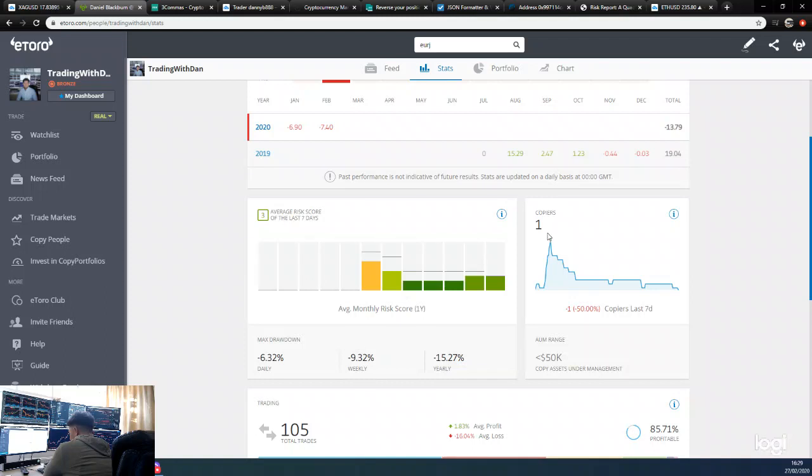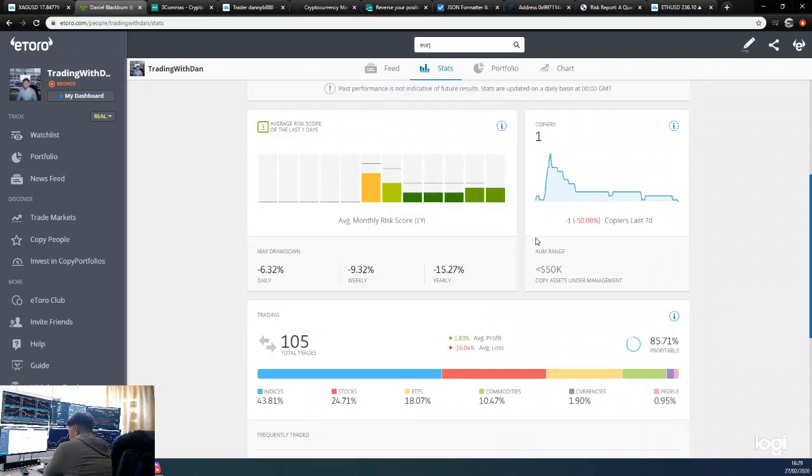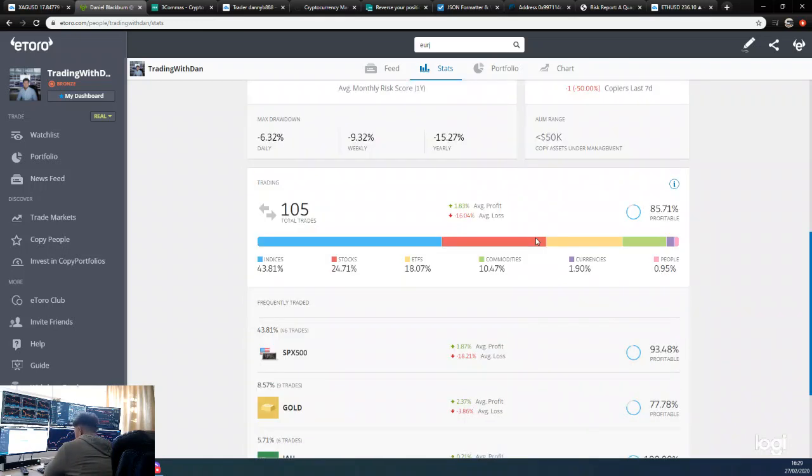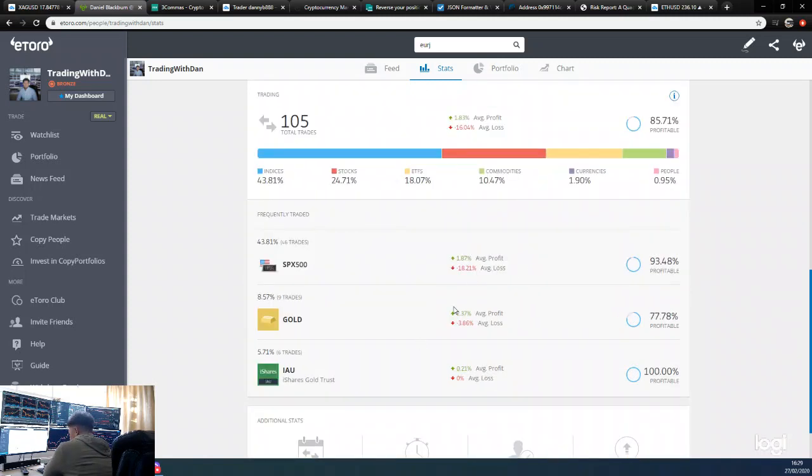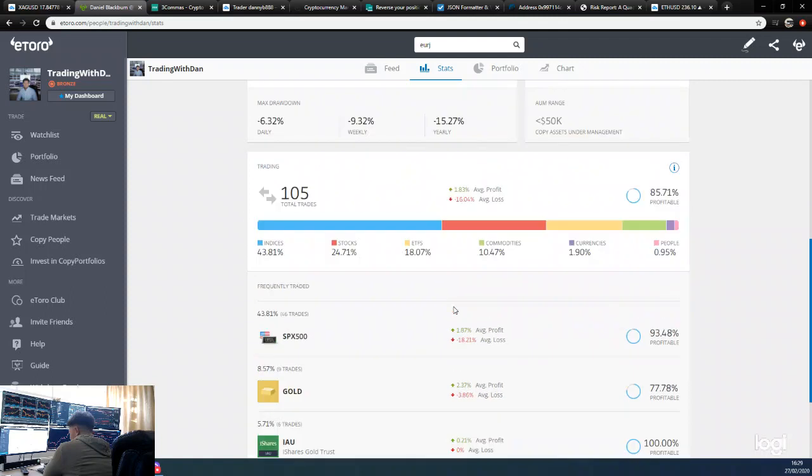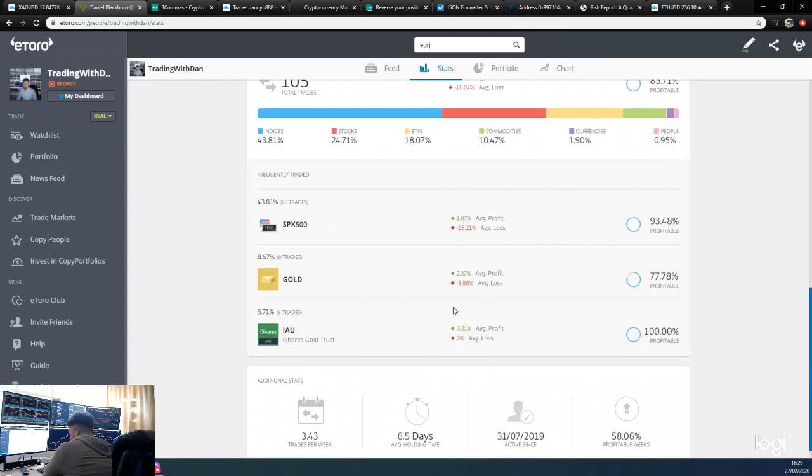I did used to have a few copiers on here because that's the point of eToro, social trading, but I'm down to 1. And I'm pretty sure this is just one of my mates that doesn't want to tell me, oh, I'm not copying you anymore. But either way, we're going to turn this around. So you can probably see from my stats that I maybe started off all right, but then we didn't do too well after that.